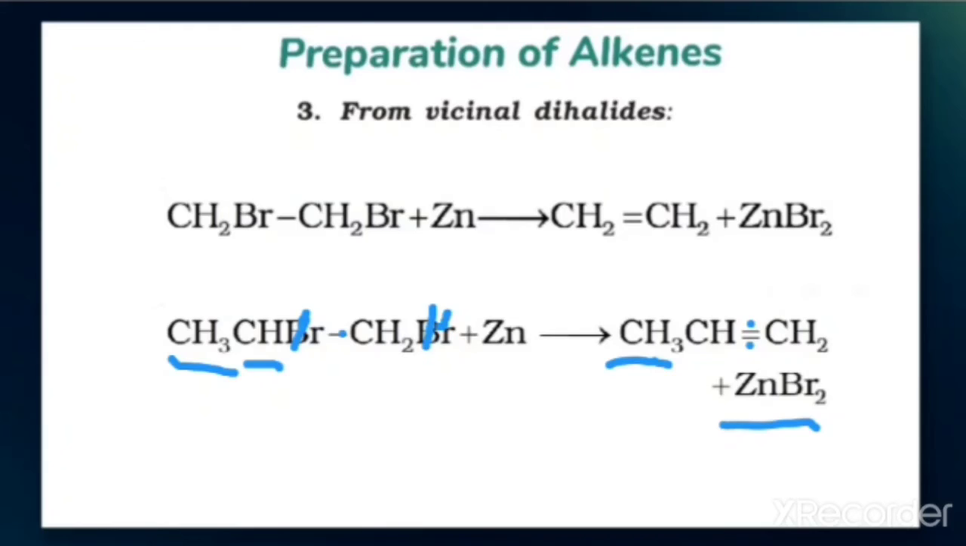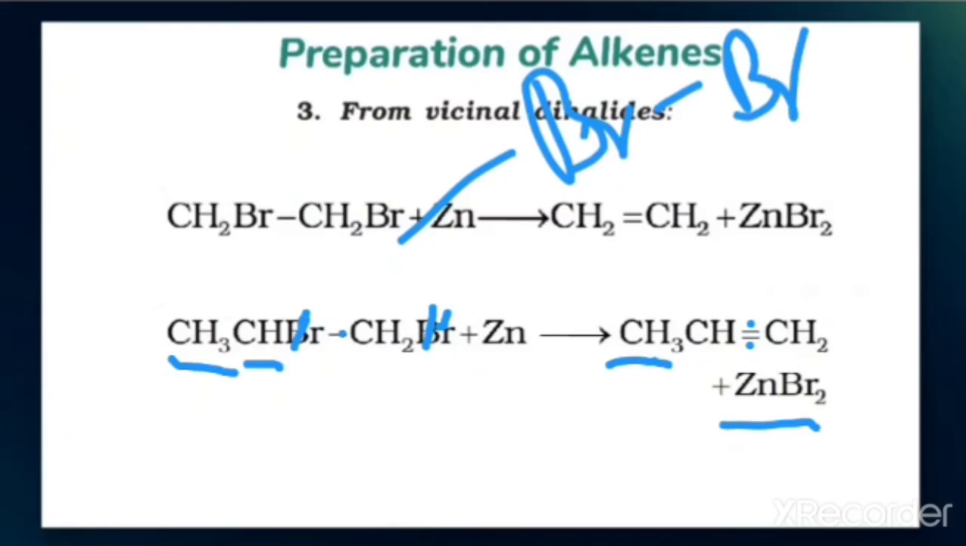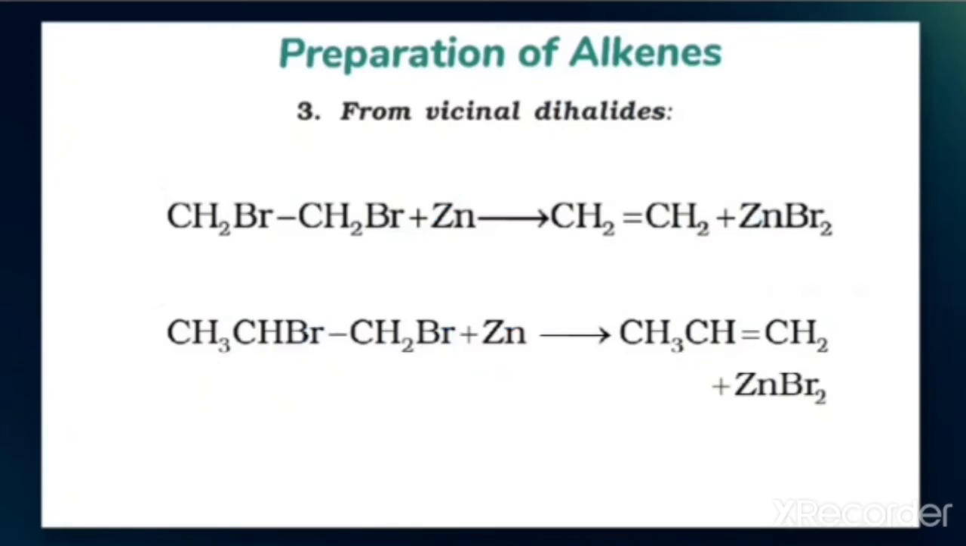So this is what you need to learn for this equation, that is, removal of two halo groups. Remove the two halo groups and a double bond will come between the two carbons from which the halo groups are removed.